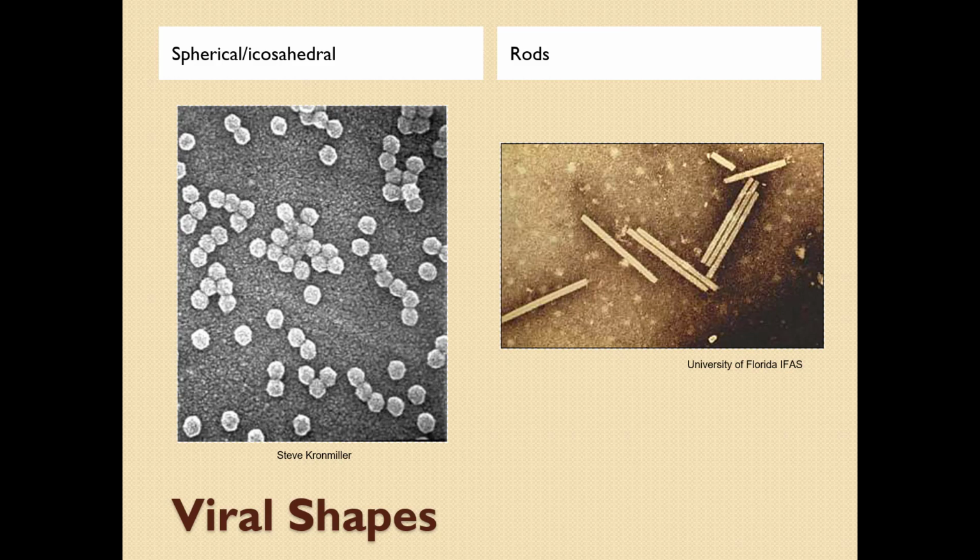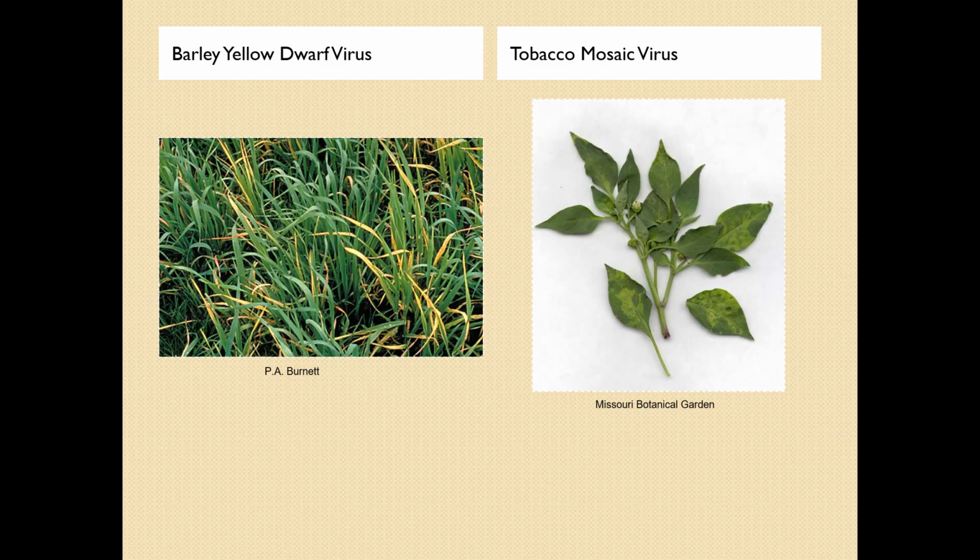There's several different shapes for virus. Here we have rods, which are representing tobacco mosaic virus, and then we've got spherical, which represents barley yellow dwarf virus. And this is what they look like on the plants. And it's important to note that tobacco mosaic virus occurs on many different plants, and I'll talk about that in our next presentation.